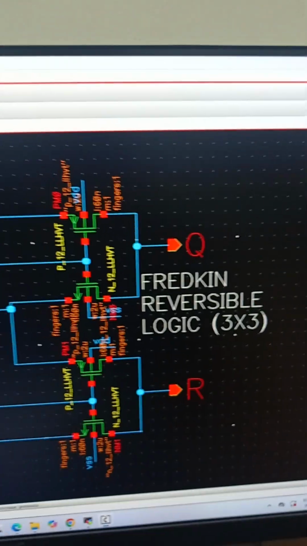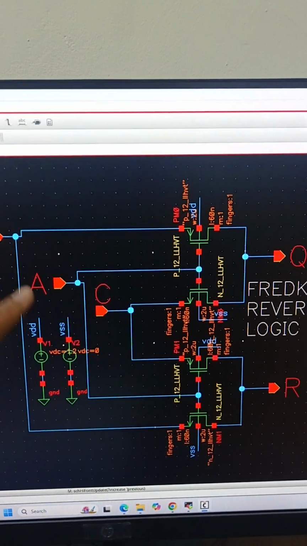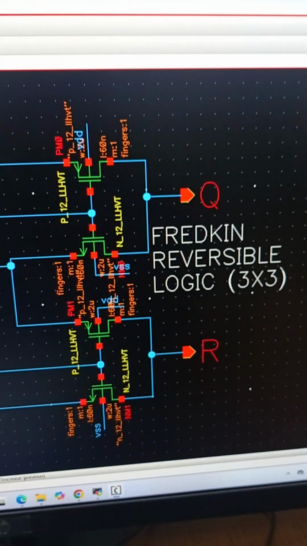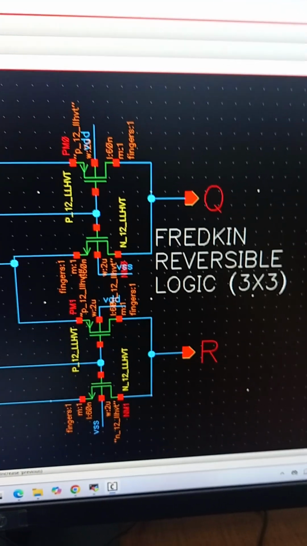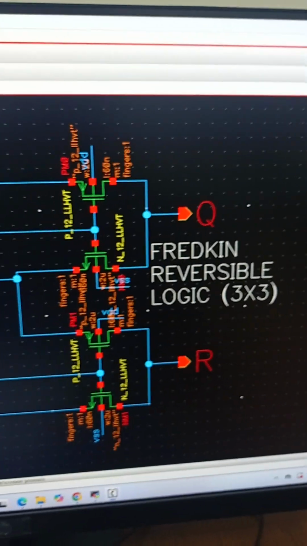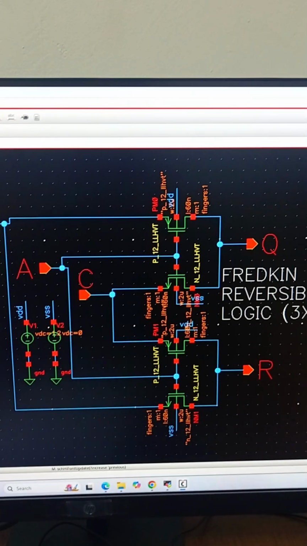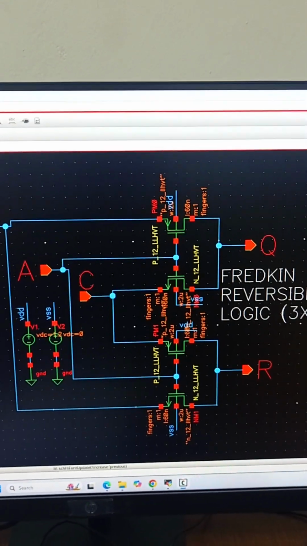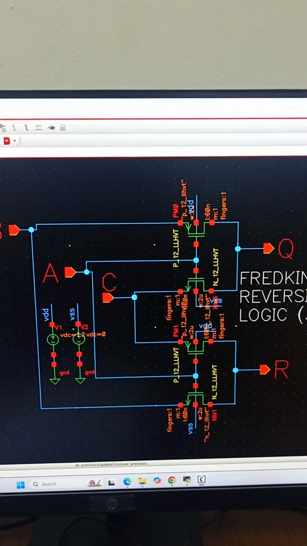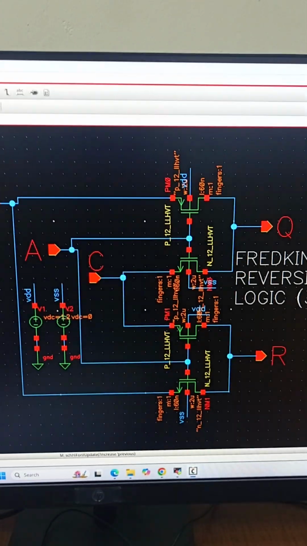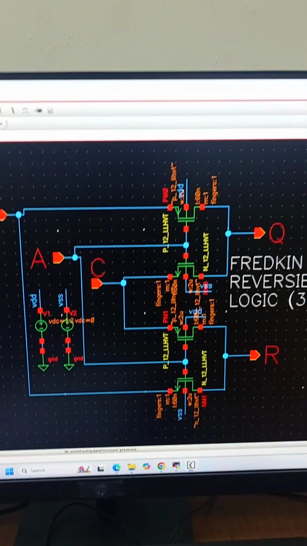One output is P, and P is equal to A. The other outputs are Q and R. If A is equal to 0, Q is equal to B and R is equal to C. If A is equal to 1, then Q is equal to C and R is equal to B. Hence, the Fredkin gate performs a controlled swap operation, meaning that it swaps two bits, B and C, based on the value of the control bit A.